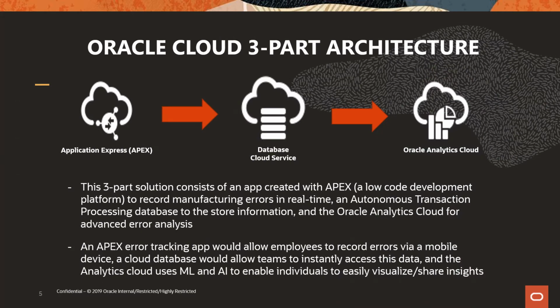By leveraging these insights, our team was able to collaborate and propose a three-part solution. First, an Apex error tracking app would allow employees to record errors via a mobile device while working their shifts. Second, ATP would allow access for teams in both California and Arizona. And lastly, the Oracle Analytics Cloud would allow teams to be able to visualize and share insights.